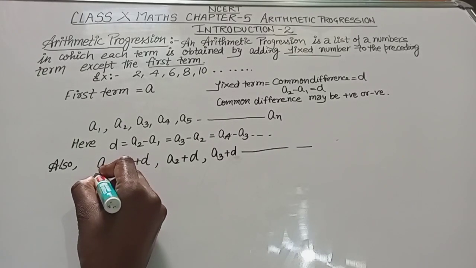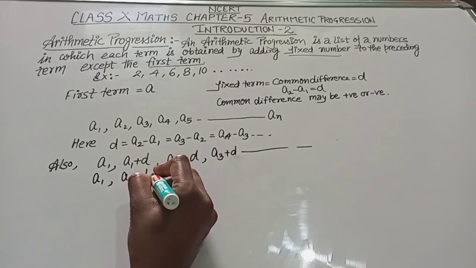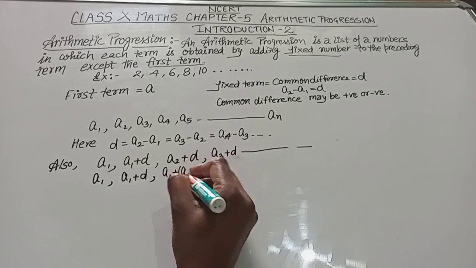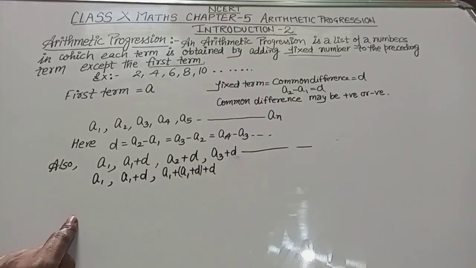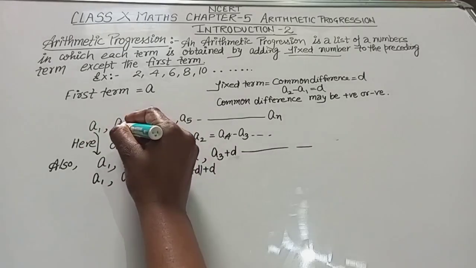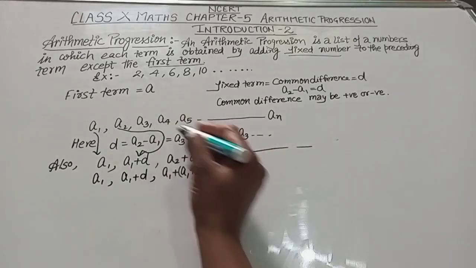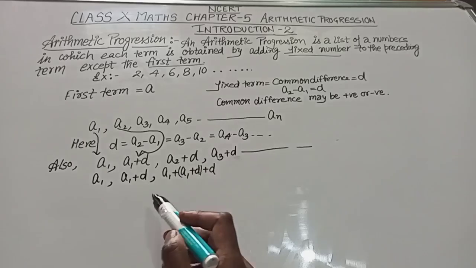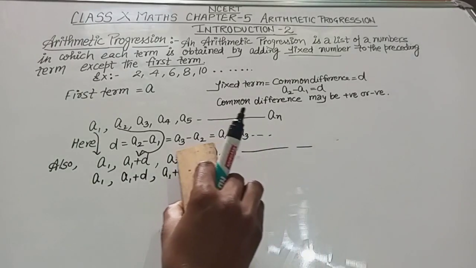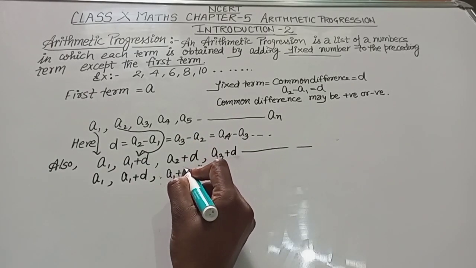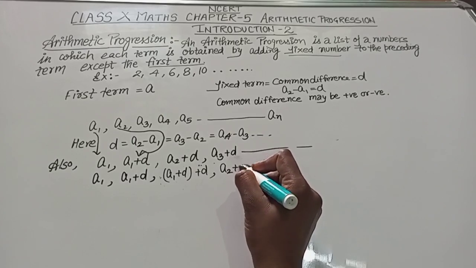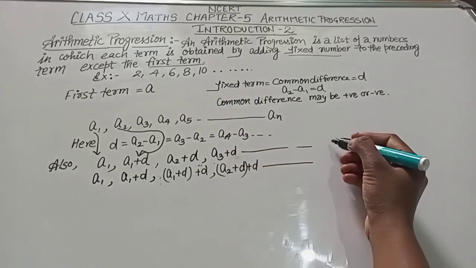Next, A2 can be written as A1 plus D. So A3, which is A2 plus D, can be written as A1 plus D plus D, and so on. You can write it here.